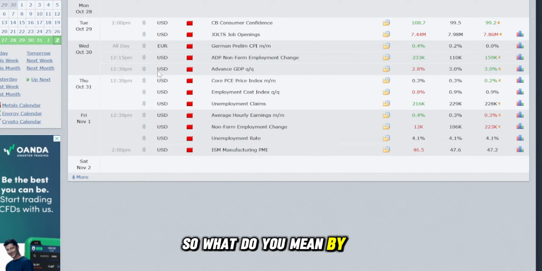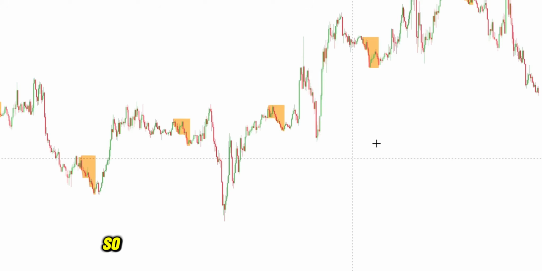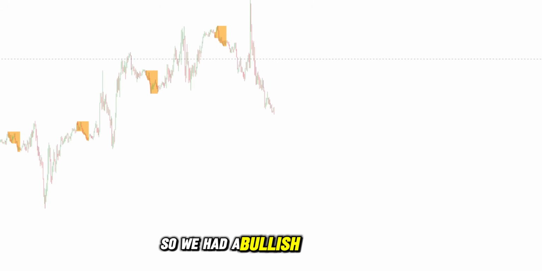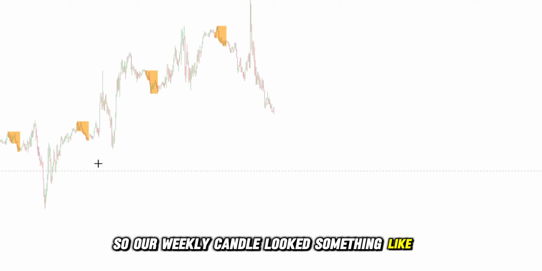So what do we mean by this? Time and price theory on the charts is one of the most important things. We understand the week itself was bullish, so we had a bullish weekly candle. Our weekly candle looked something like this.